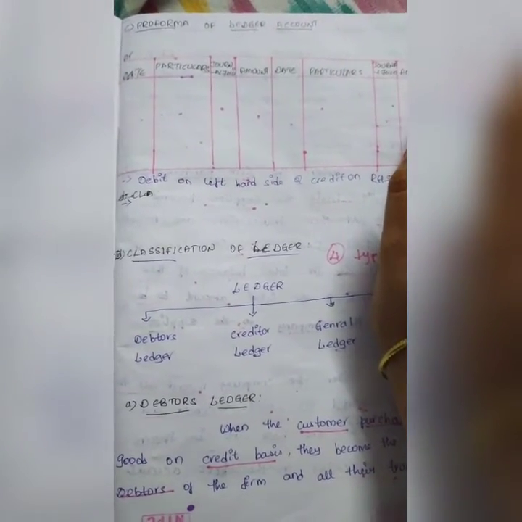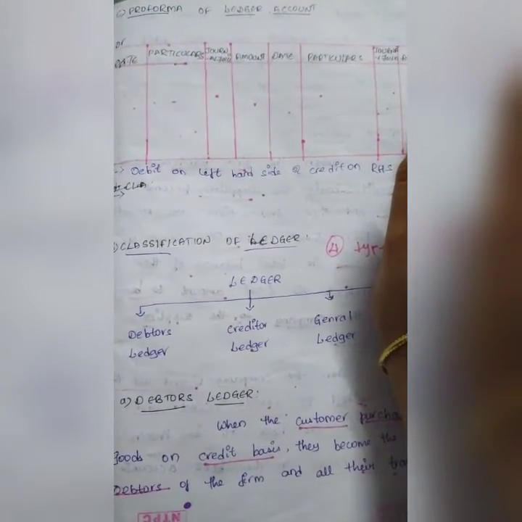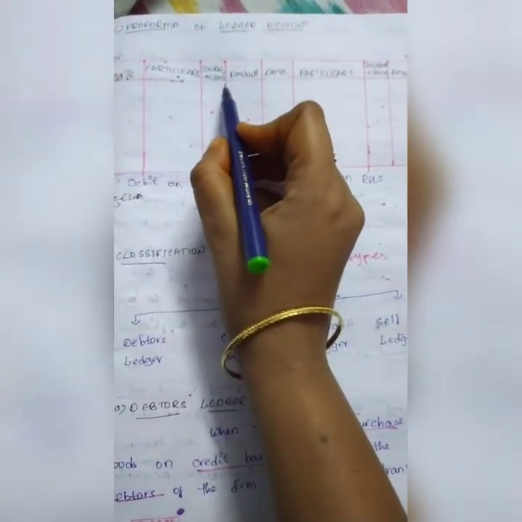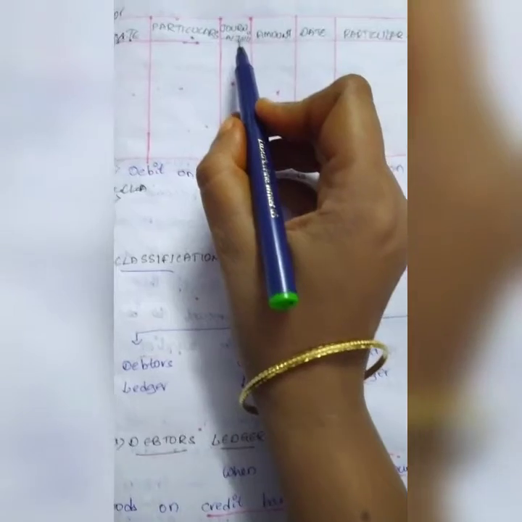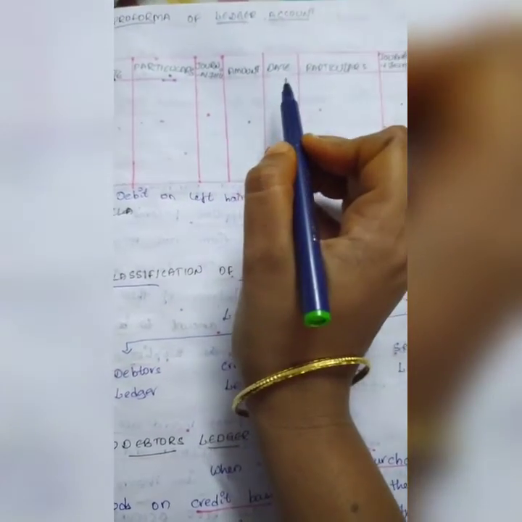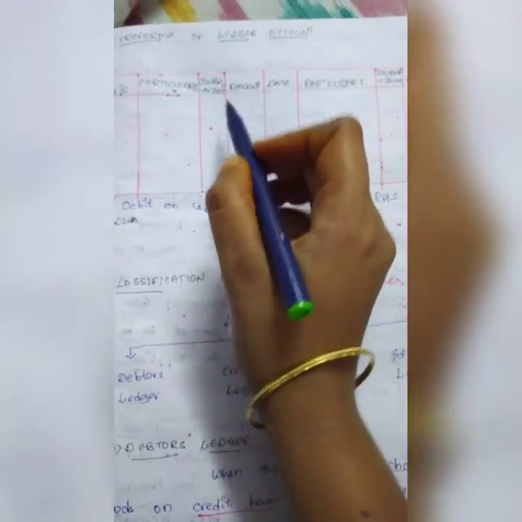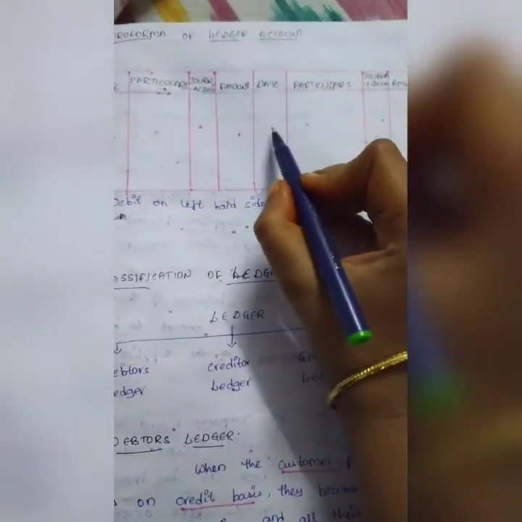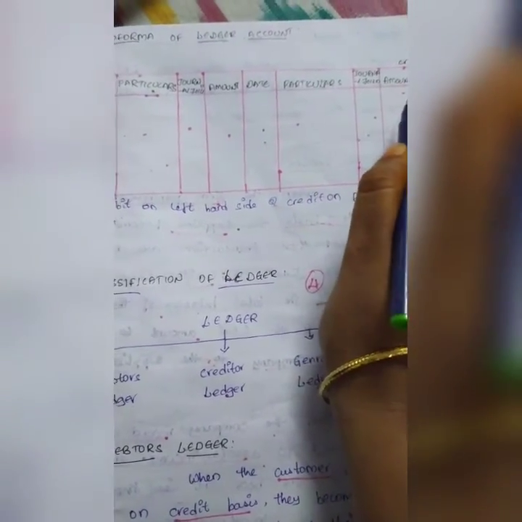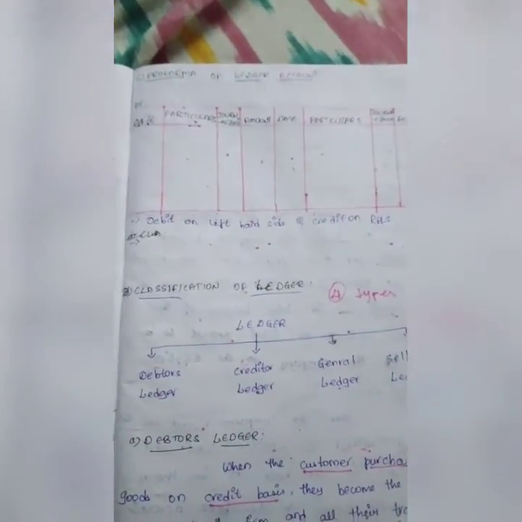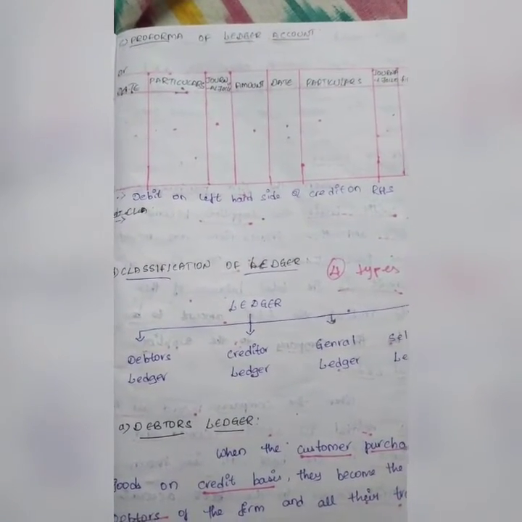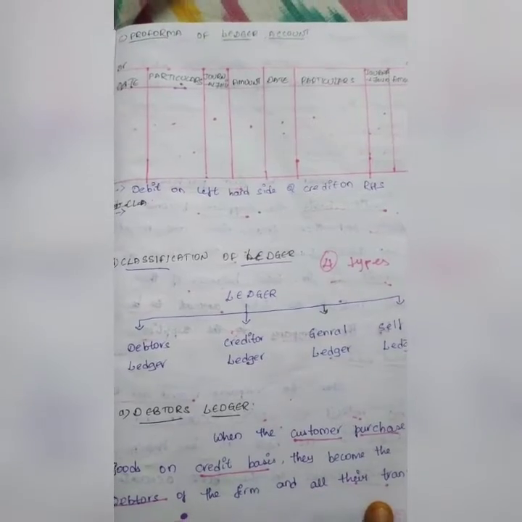Let us see what are the columns we have in our ledger account. The first is date, then particulars, then JF, ledger journal folio, amount. After this, again for the credit side: date, particulars, journal folio, amount. So debit is always on the left hand side and credit is on the right hand side.